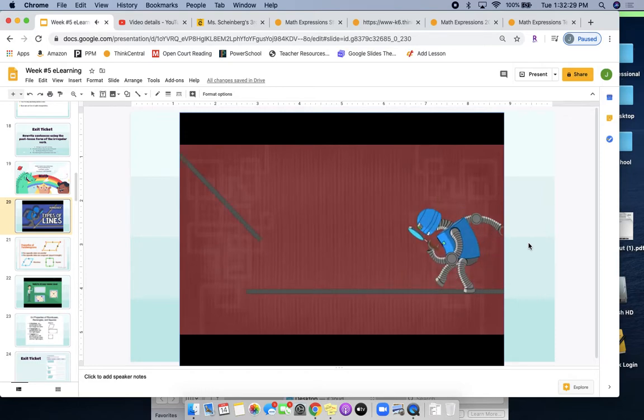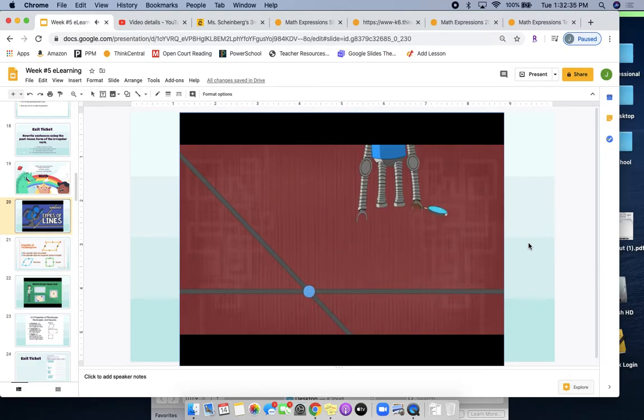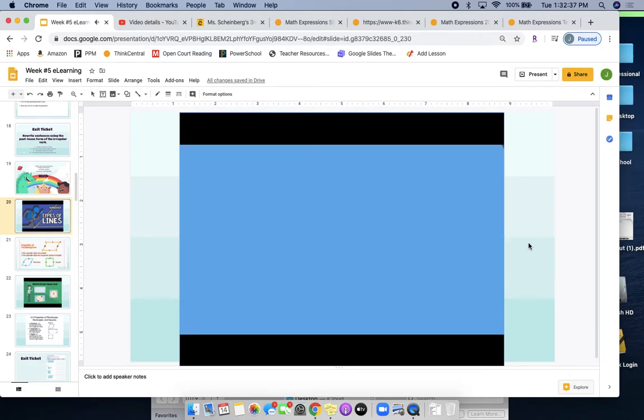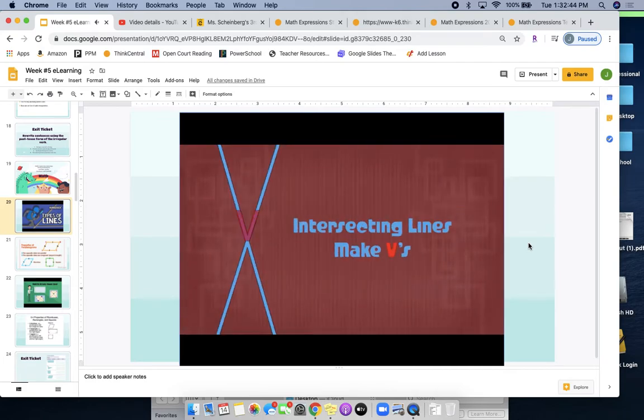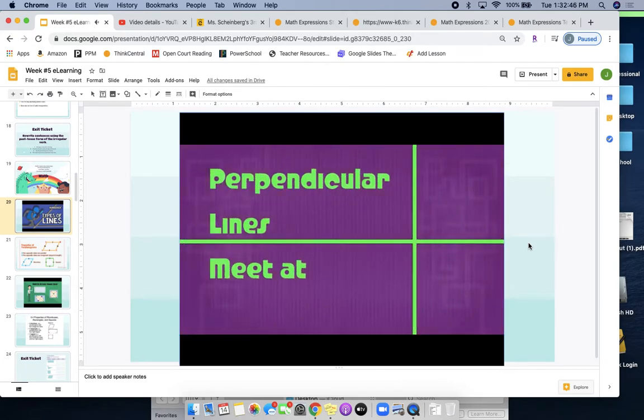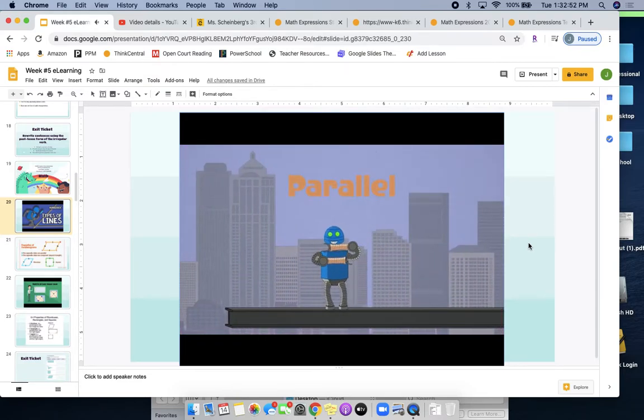Now let's talk about detecting if two lines are intersecting. It's the term that we select if at any point two lines connect. Parallel lines never meet. Intersecting lines make these. Perpendicular lines meet at 90 degrees. Put your hands in the air with me. Parallel, intersecting, perpendicular, they're rectangular.